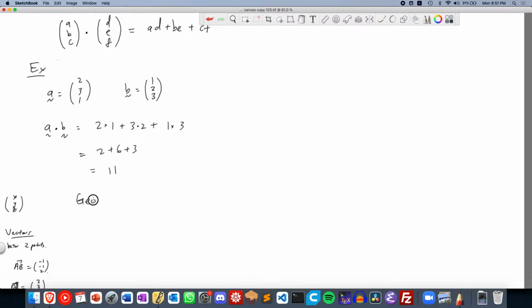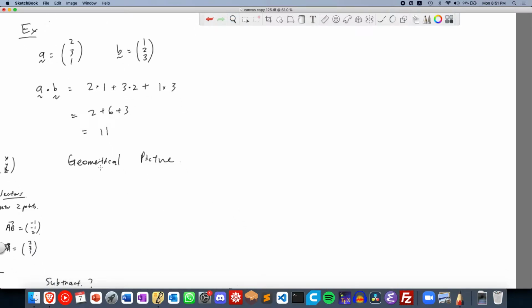So the geometrical picture of the dot product is that if you have two vectors A and B and you dot them together, it equals the length of A times the length of B times the cosine of the angle between them. This absolute sign is not the absolute value, it is the magnitude, the length of the vector. And this is the angle between them.